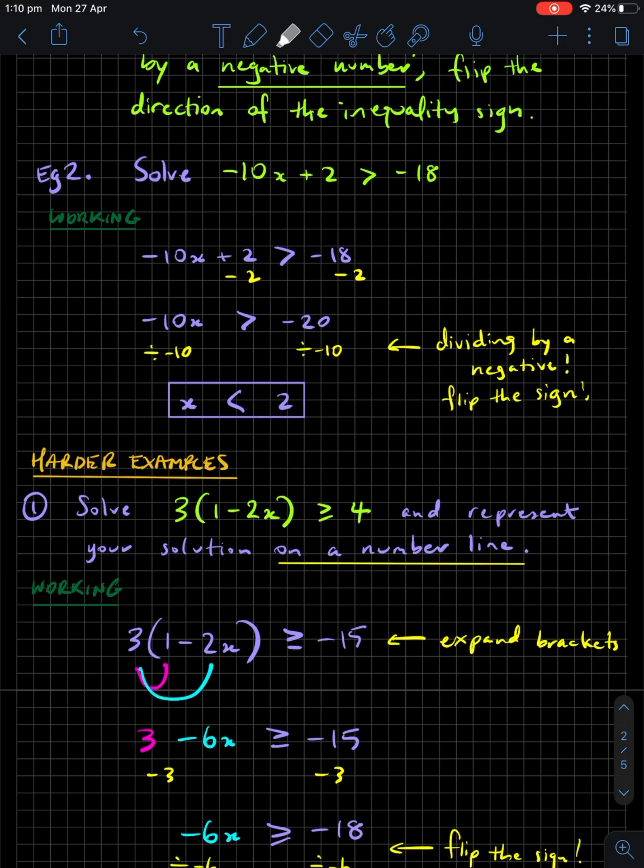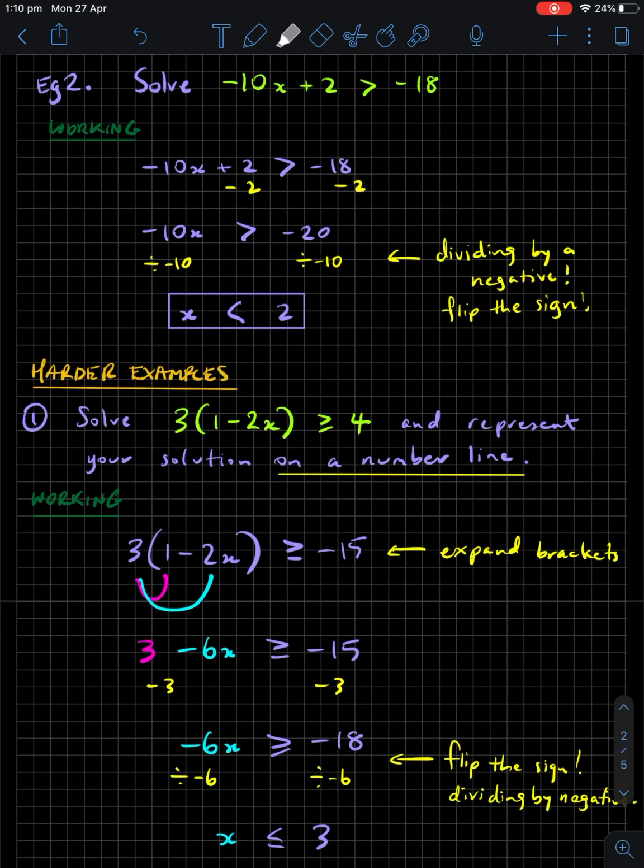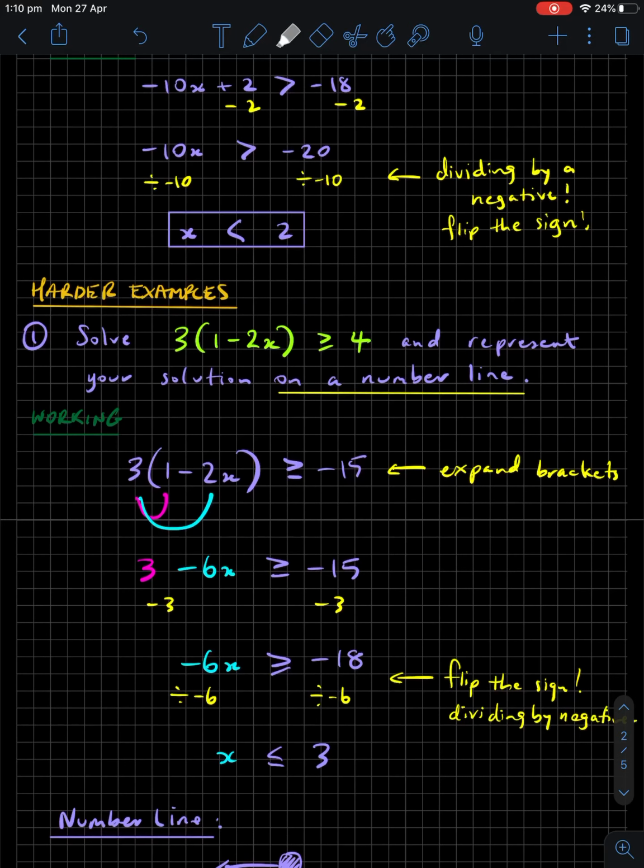Okay, so let's try an example of this. Solve negative 10x plus 2 is greater than negative 18. So we're solving this inequality right here. Okay, so let's give this a try. First up, let's have a look at it. Well, we want to get this x by itself. So we get rid of the plus 2 first by minusing 2 from both sides. And that gives us negative 10x is greater than, notice we just kept it the same, negative 20, because minus 18 take away 2 is negative 20.